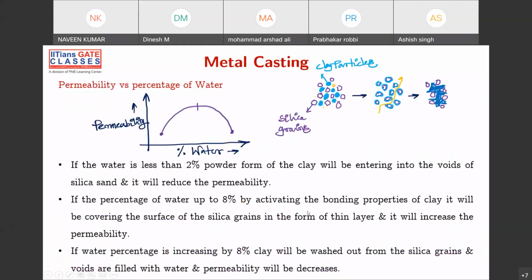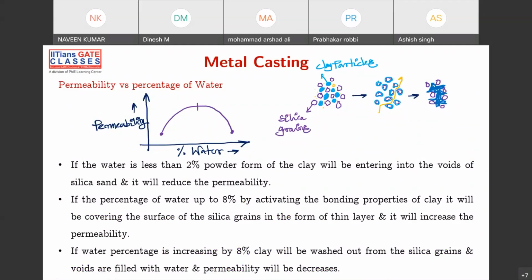Next is permeability versus water percentage. This can be a graph also. This can be a question also. Water here is the percentage of water that you're adding into the molding sand. This diagram is very important.